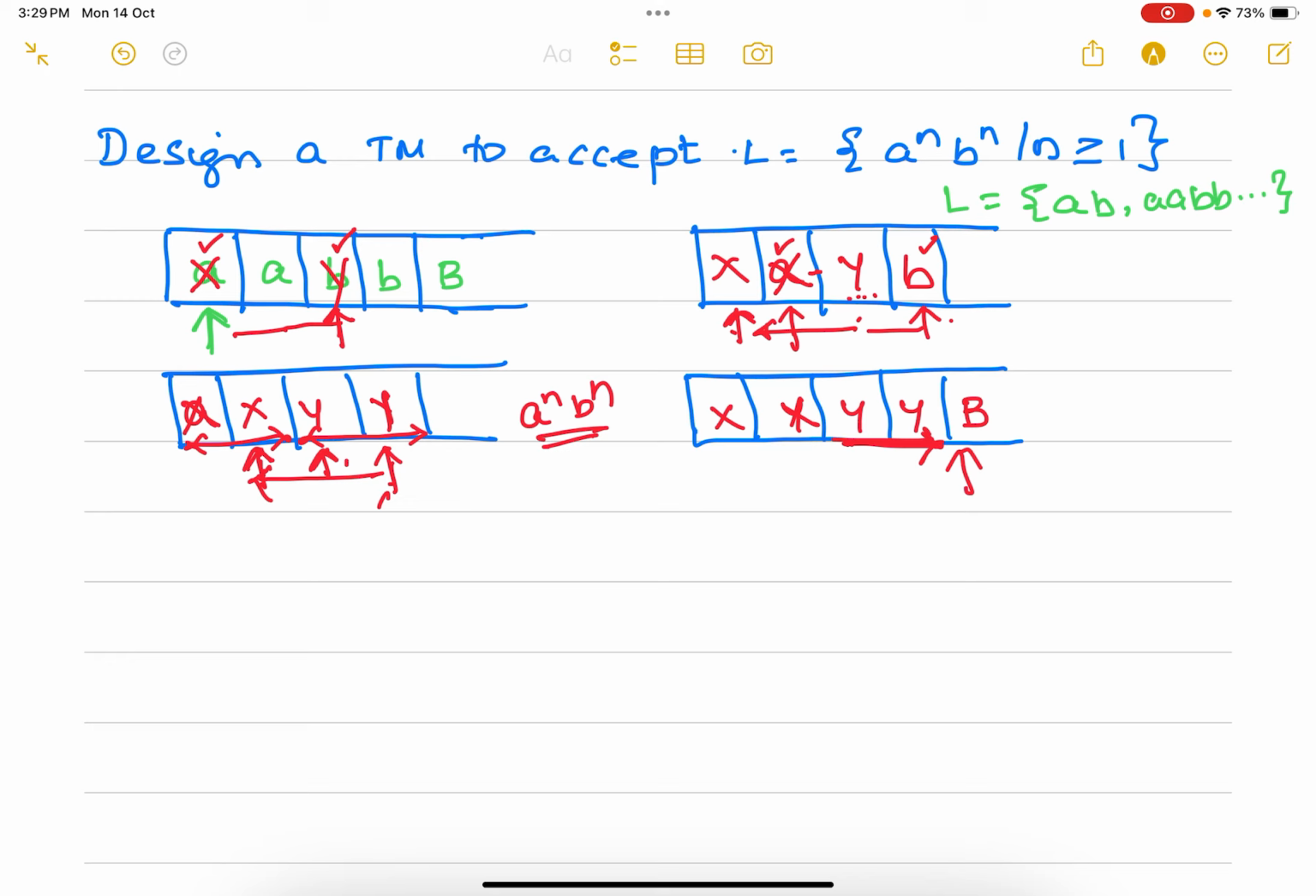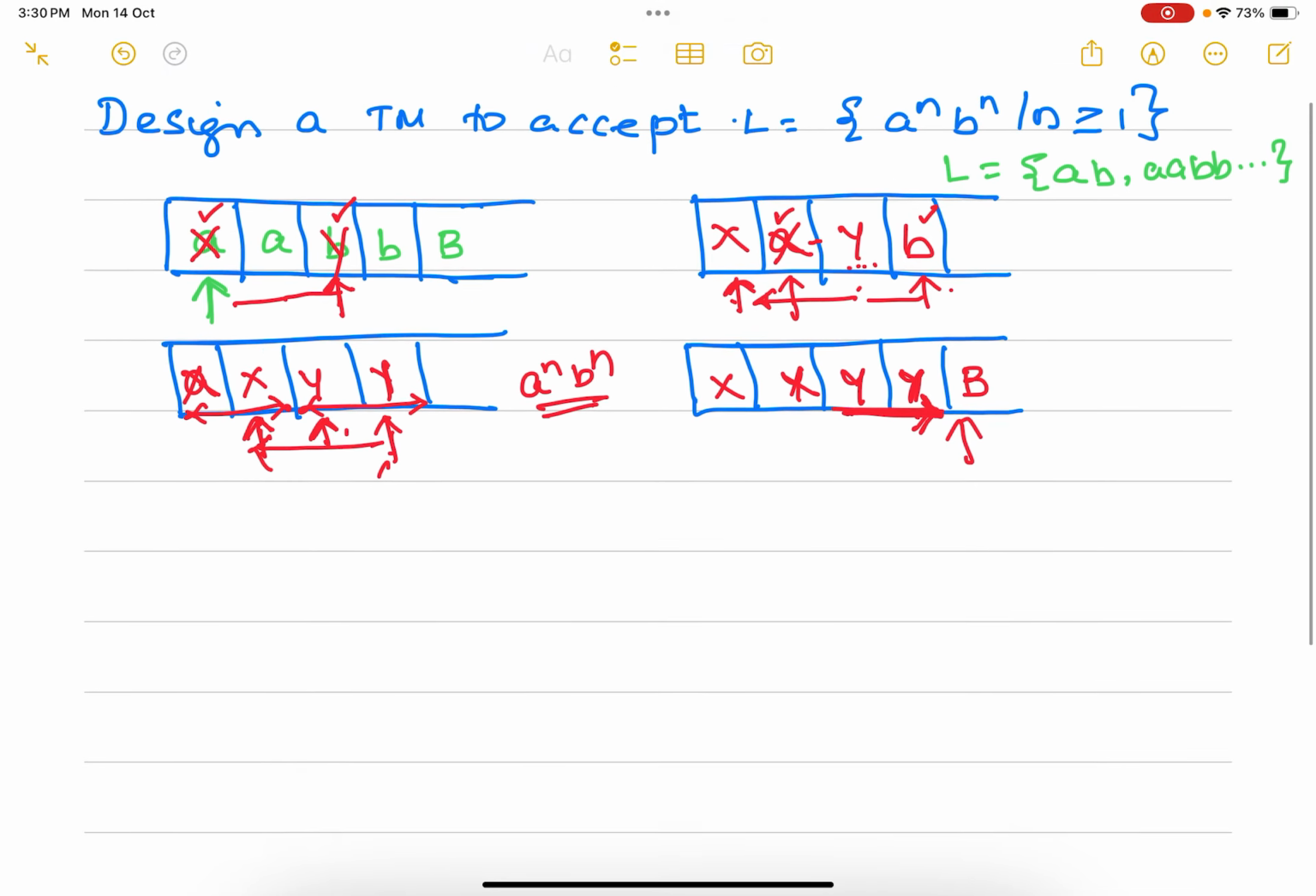So we have to confirm that all the b's are visited by moving only over Y, which means the b is visited. Then when blank comes, we stop. This is the logic we are going to follow.